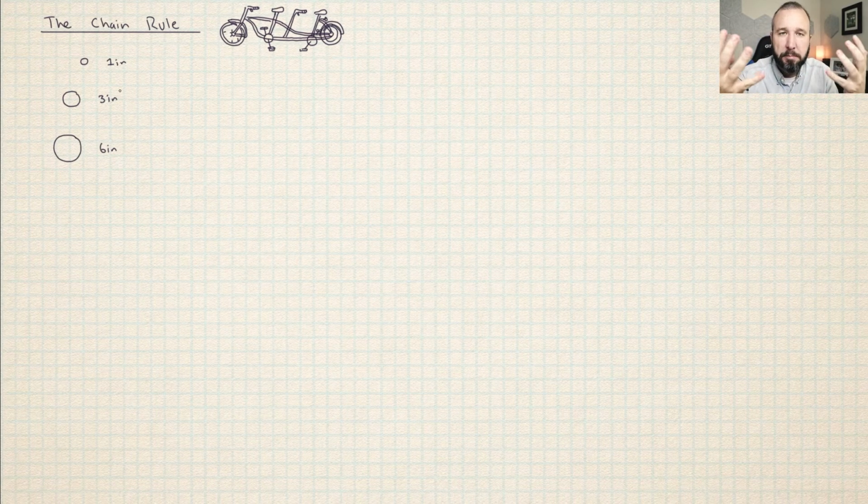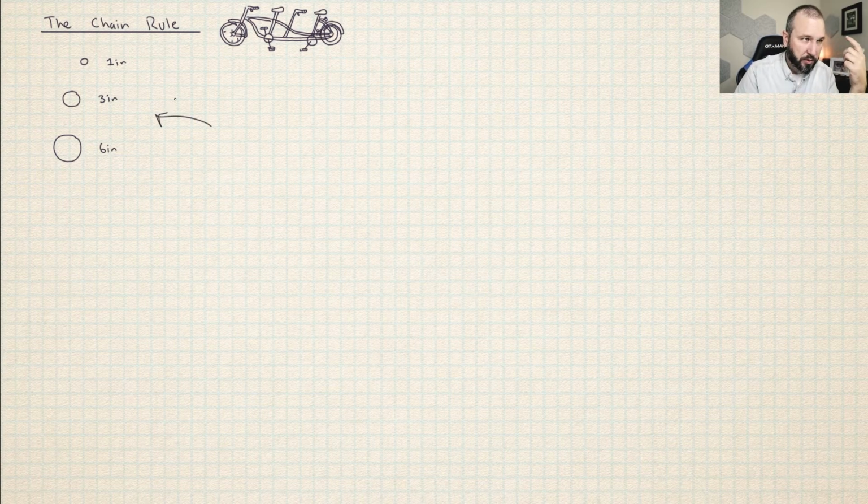So if it's a piece of metal and it has teeth and it fits together, it's a gear. But if it's a piece of metal and it has teeth and there's a chain that goes around it, we call it a sprocket. So these are supposed to be sprockets, and they're supposed to have chains that go around them.